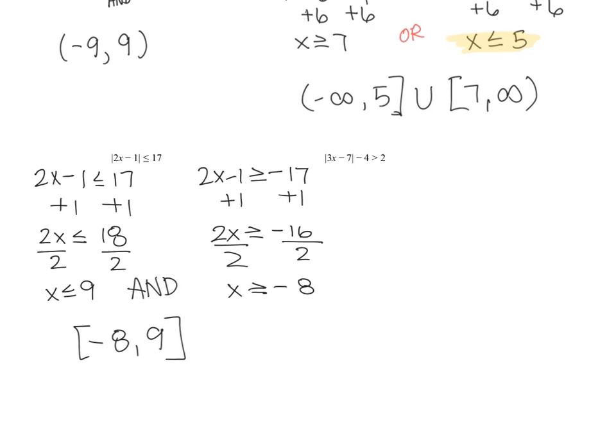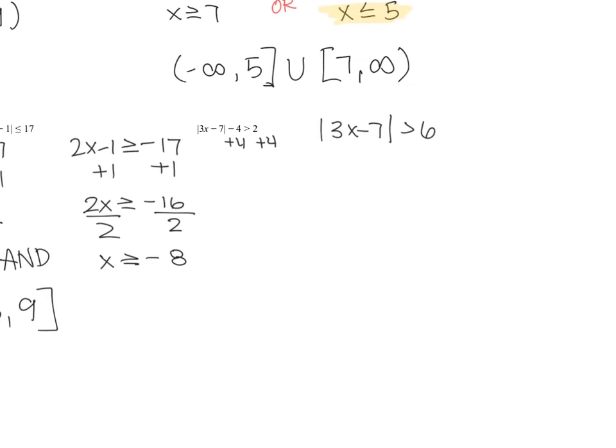Our very last example says the absolute value of 3x minus 7, minus 4, is greater than 2. Now, just like an absolute value equation where we had to isolate the absolute value before we can solve, we have to do the exact same thing with an absolute value inequality. So before I can actually set up my two cases, I have to isolate it. That means adding 4 to both sides. So we're actually looking at the absolute value of 3x minus 7 is greater than 6. That's the inequality I'm going to use to set up my two cases.